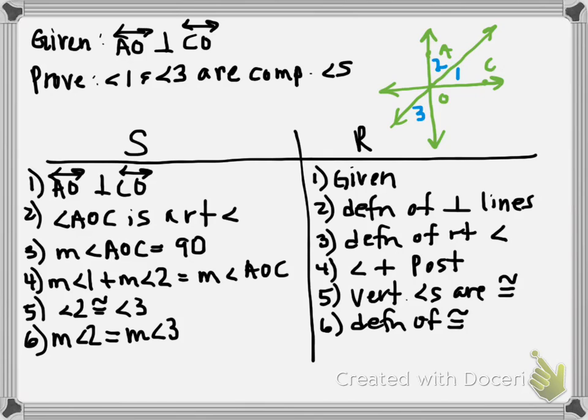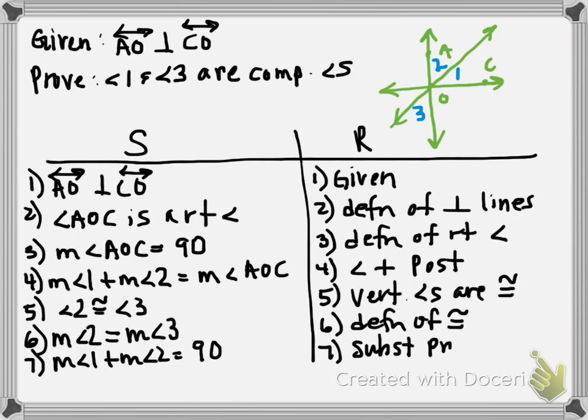All right. So in order to prove that I have complementary angles, I need to prove that the sum of the angles is equal to 90. So let's go back to step 4, and let's substitute in what we know about the measure of angle AOC. Measure of angle 1 plus measure of angle 2 equals 90 degrees. So all we did was substitute. Property of equality. So now we're using a property.